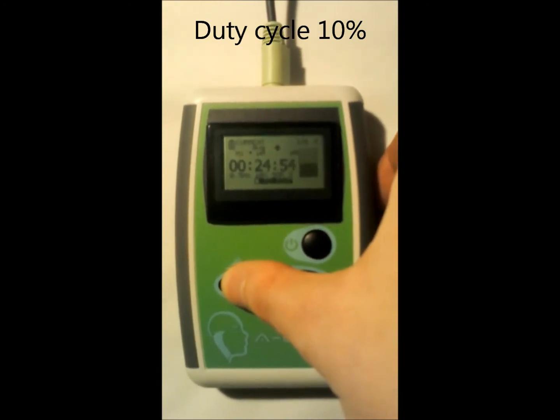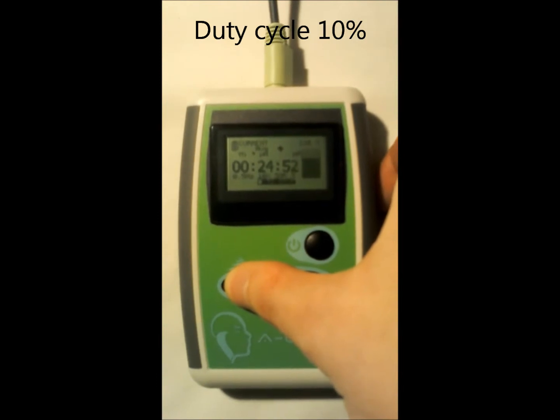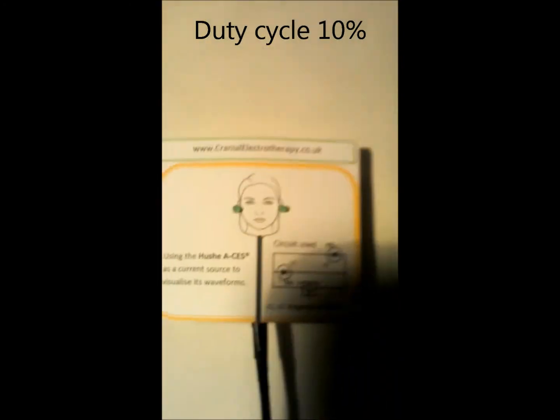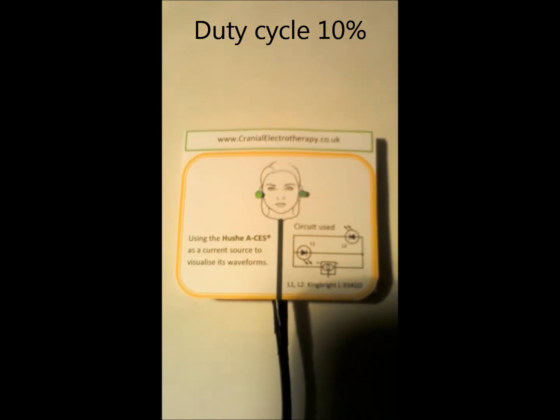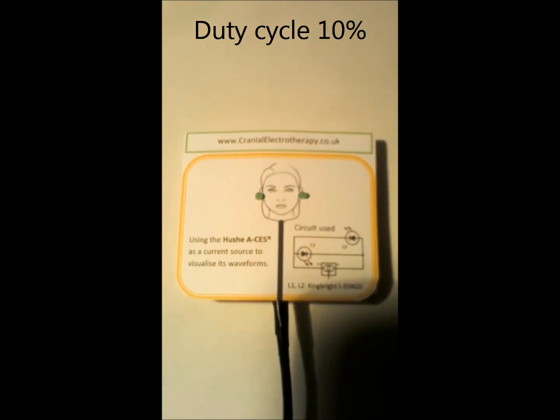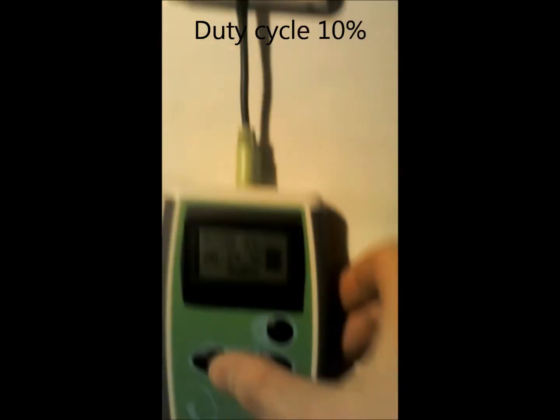Again, raising the level up quite high so it's visible. Now we have very short pulses at 10% duty cycle. 90% of the time nothing's happening. That's what 10% duty cycle means.